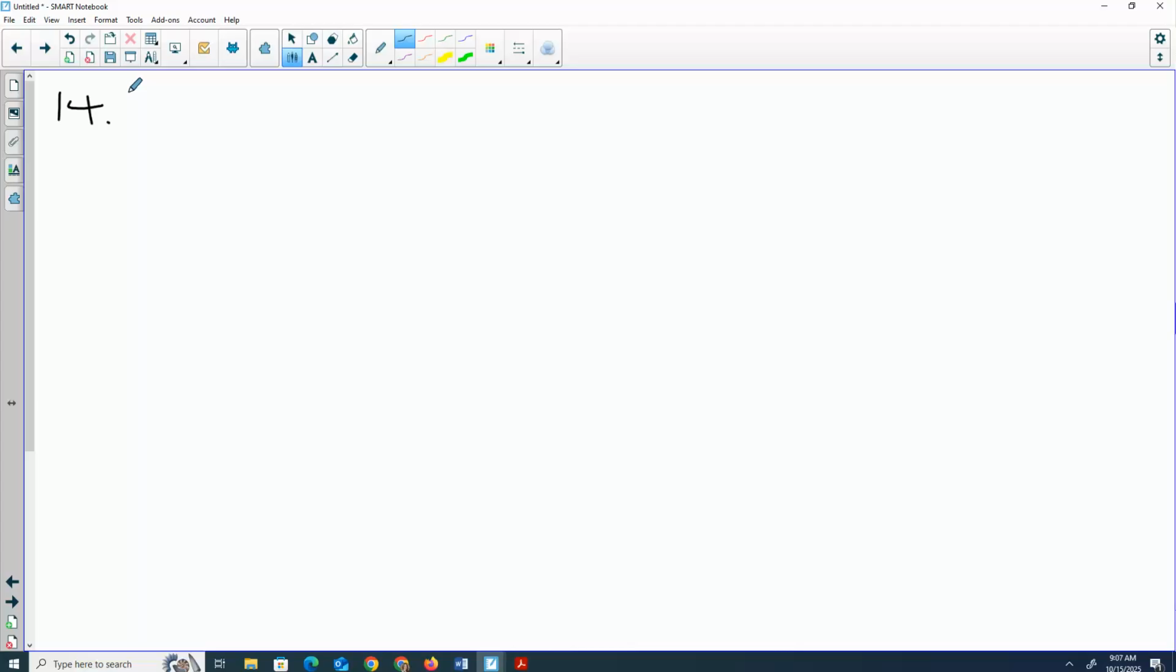All right, 14. We need this function to be continuous.